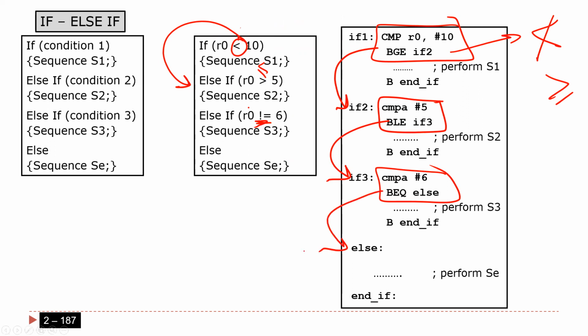So here is the first one. I'm going to check if the condition is false, then go check the second one. If it is false, go check the second one. If that is false, go to else because I'm done. Now, what if it is true?